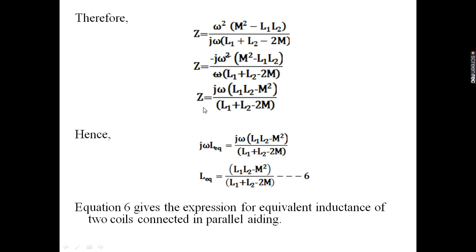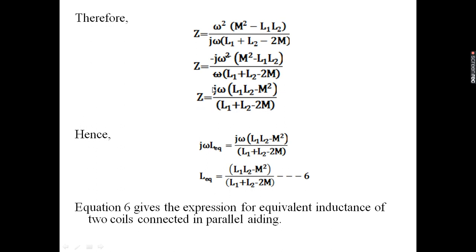So the rest of the thing is Z is equal to j omega. You bring this minus inside, so that it becomes L1 L2 minus M square. Okay, L1 L2 minus M square. So this minus is multiplied inside the bracket. So L1 L2 minus M square will come. So Z is j omega into L1 L2 minus M square divided by L1 plus L2 minus 2M.